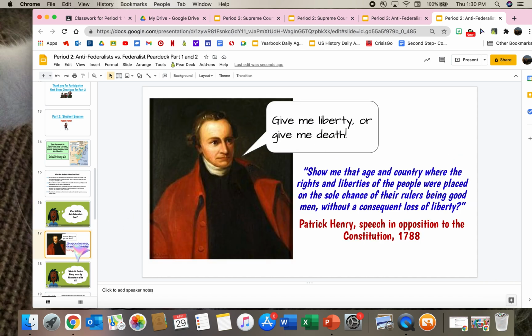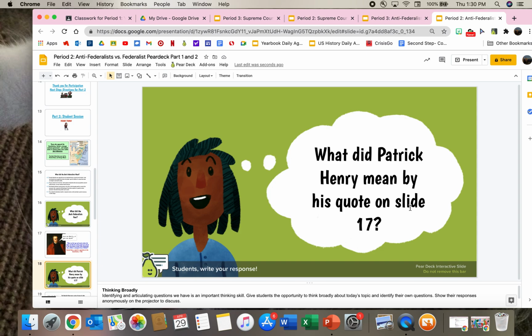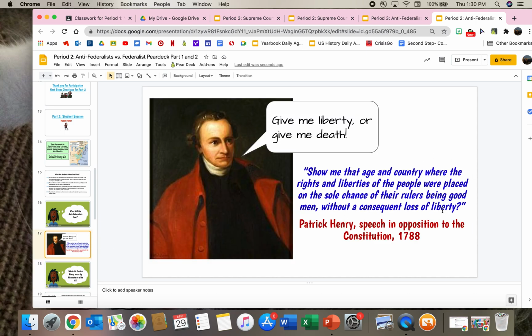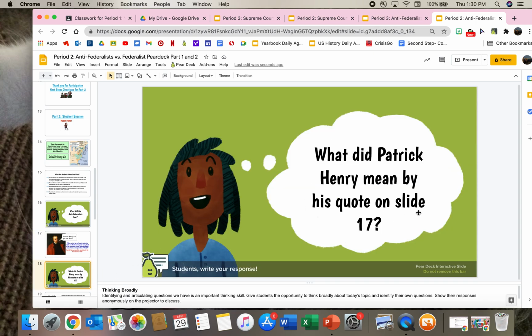In the next slide, you're going to read about a quote by Patrick Henry. You're then going to have to tell me what you think that Patrick Henry quote means. So read the quote very carefully, and then you're going to tell me what he meant by his quote.